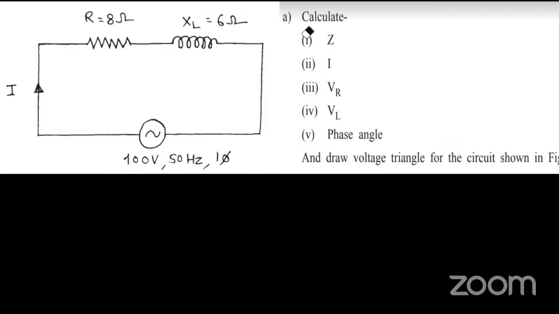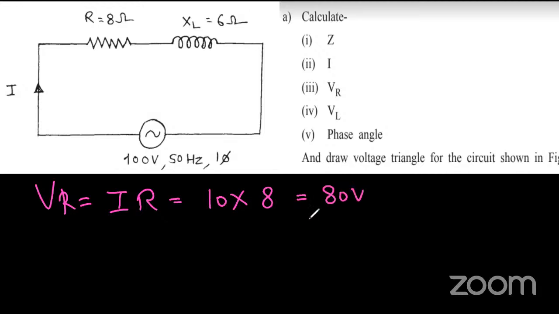Then go for VR and VL. Here we will go for VR. How to find VR? What is the formula of VR? Let's see the answer. VR is equal to I into R. We saw the formula. So what is I? I is 10. R is 8. So the answer is 80 volt.